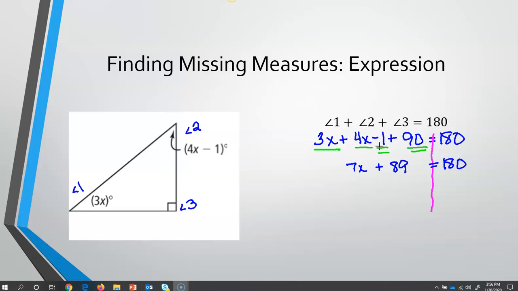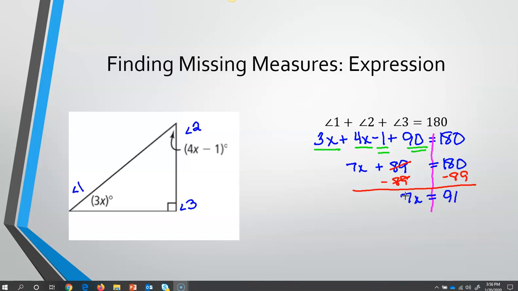Next question, do I have variables on both sides of the equal sign? Nope, only variable over here on the left. Do I have a constant on the same side as the variable? Yes, I do. I have this positive 89, so I'm going to use inverse operations to remove that. So I'm going to subtract 89 from both sides of that equal sign. All right, when I do these 89s are going to cancel, which leaves me with 7x. That's what I'm trying to do, is ultimately get that x all by itself. And 180 minus 89 is going to give me 91. All right, so now I have 7x equals 91.